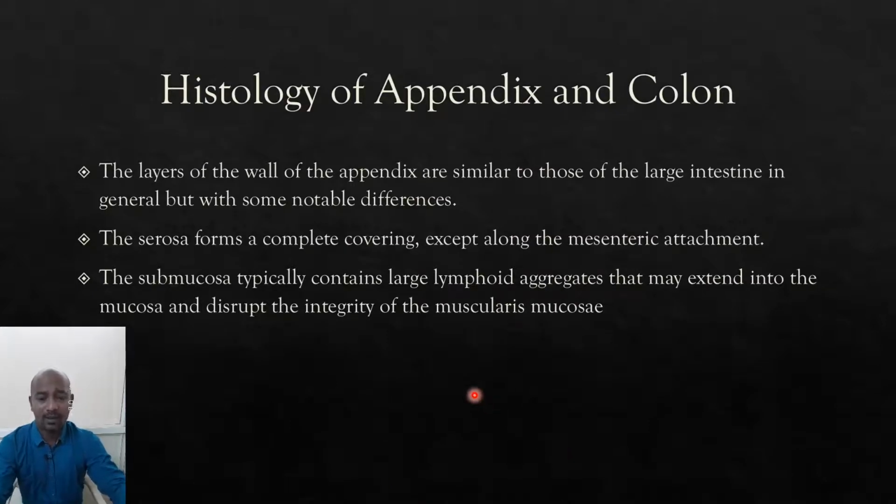So coming to the histology of appendix and colon, the general architecture or general pattern of the GI tract consists of 4 layers. You have mucosa, muscularis mucosa, submucosa, and the muscularis externa and serosa. So serosa is common for most of the GI tract which are intra-abdominal.